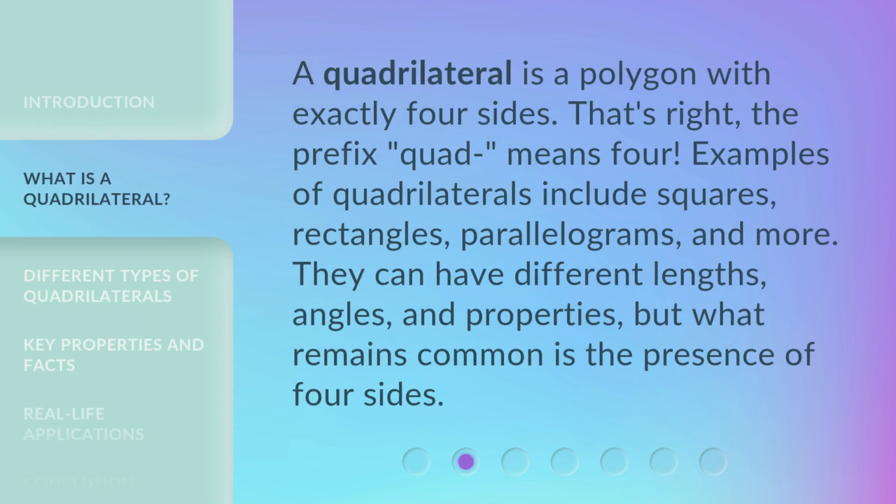A quadrilateral is a polygon with exactly four sides. That's right, the prefix quad means four. Examples of quadrilaterals include squares, rectangles, parallelograms, and more. They can have different lengths, angles, and properties, but what remains common is the presence of four sides.